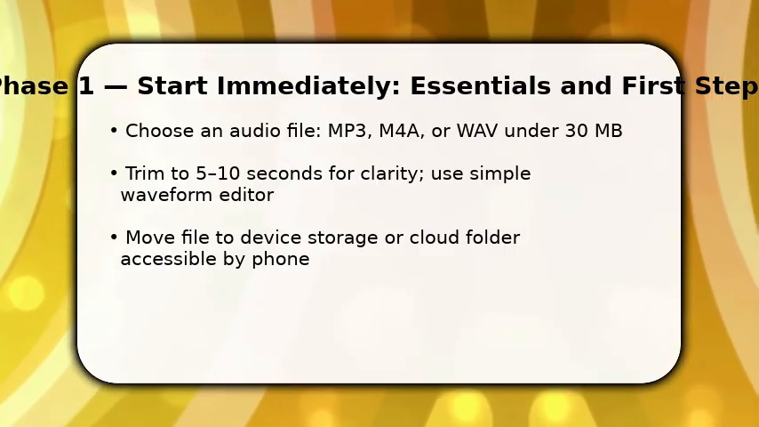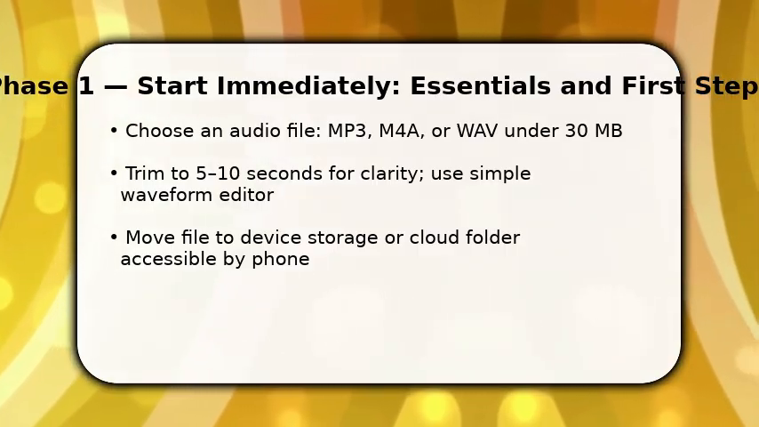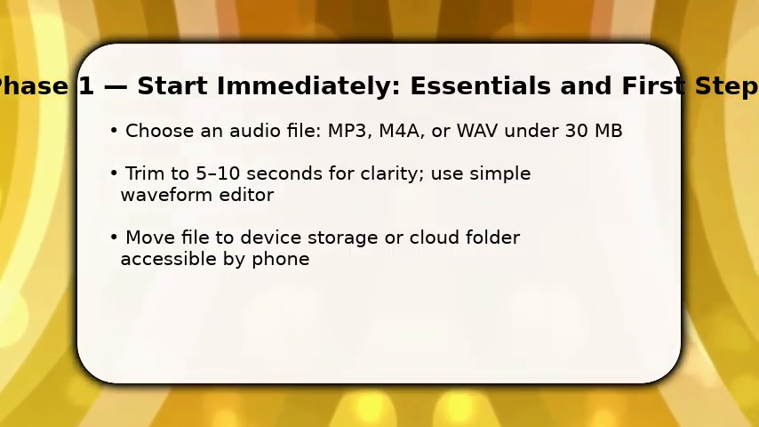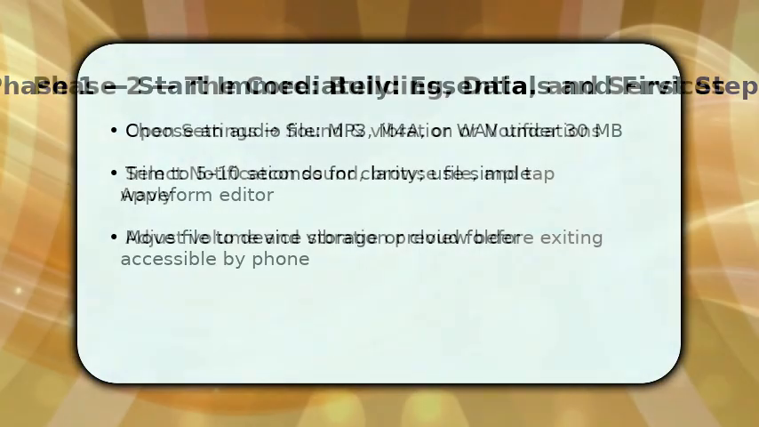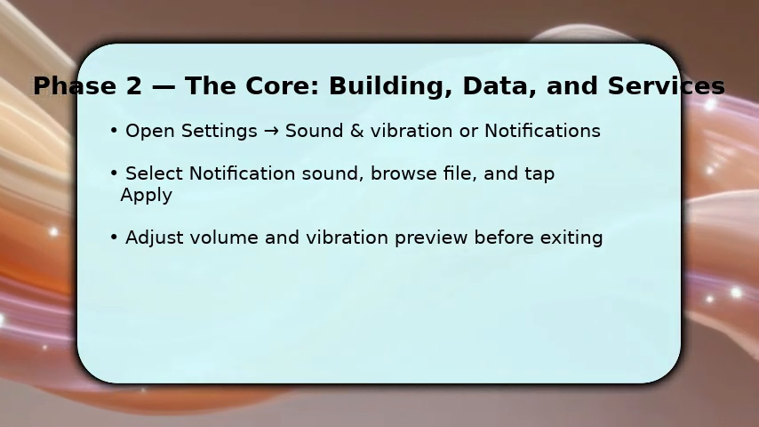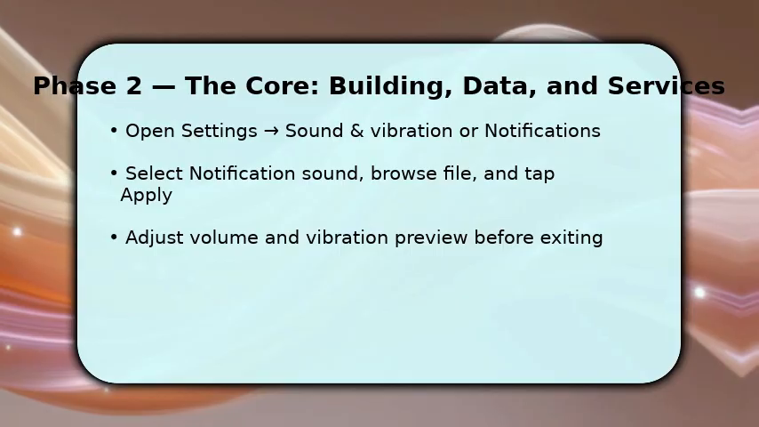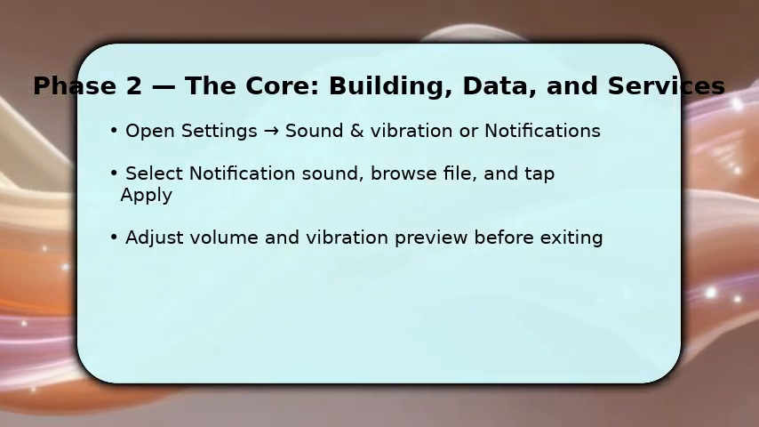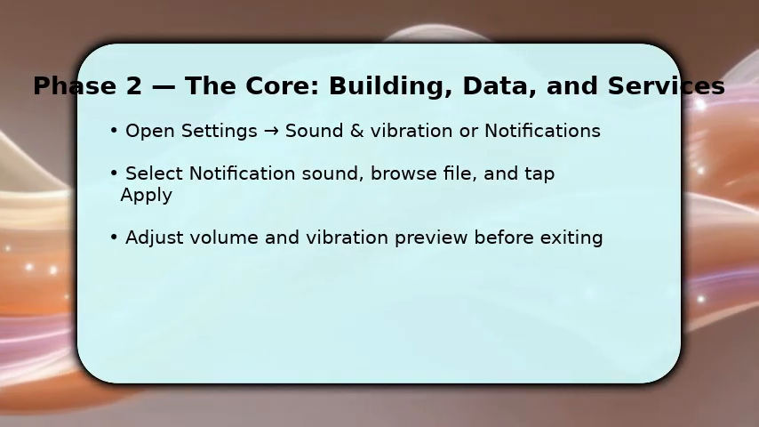Now that the sound is ready, move straight into the device settings to assign it. Do not delay. You open Settings, then Sound and Notifications. On some phones, it's Sound and Vibration. Next, tap Notification Sound and choose Add or Browse to locate your trimmed file. Once selected, press Apply or Set. The system registers the clip as your default notification.